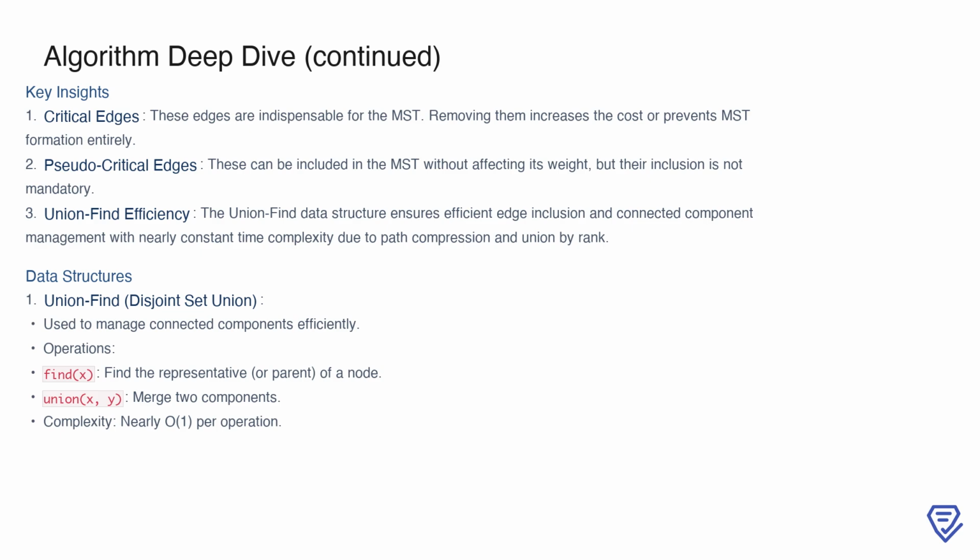Critical edges are indispensable; their absence disrupts the MST or raises its cost. In contrast, pseudo-critical edges can be part of the MST without affecting its weight, but they aren't strictly necessary.